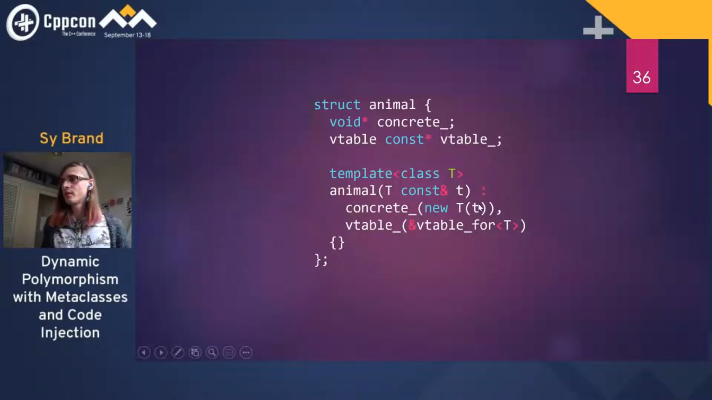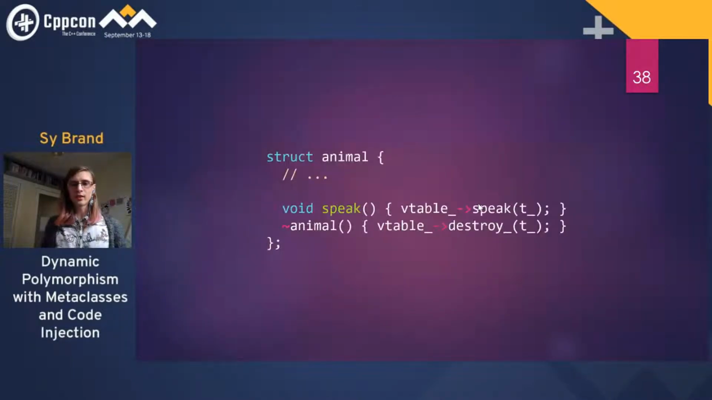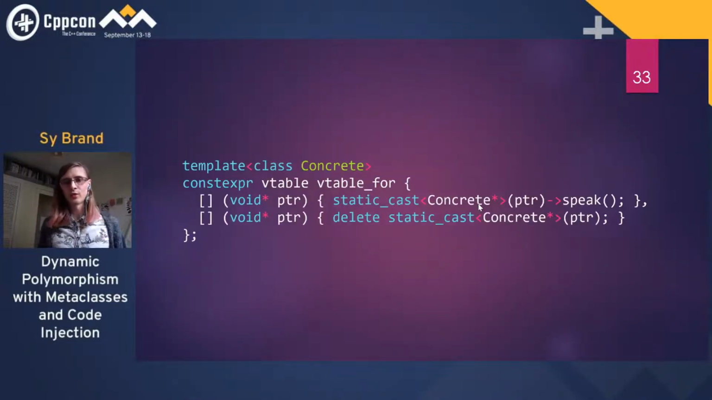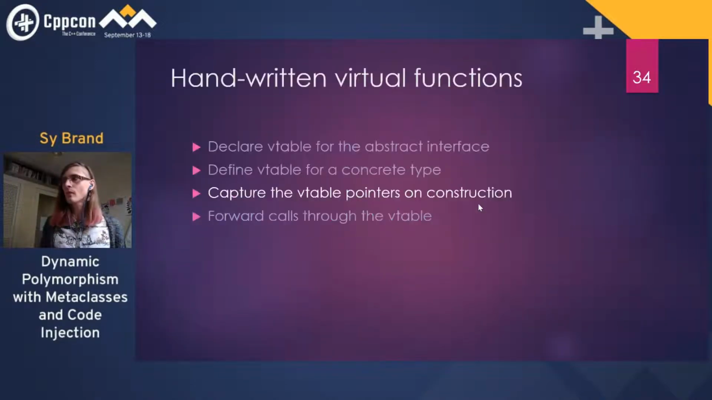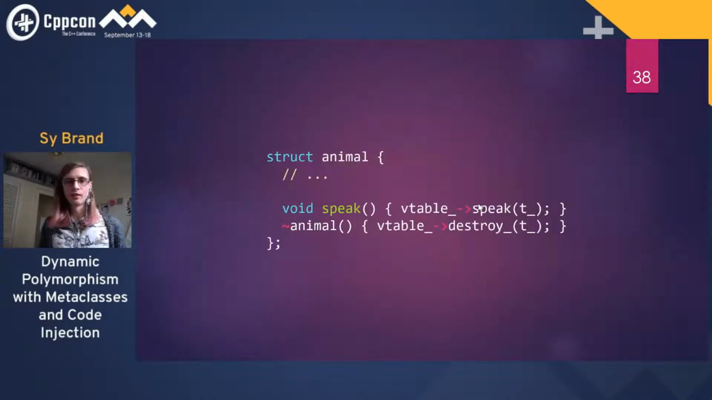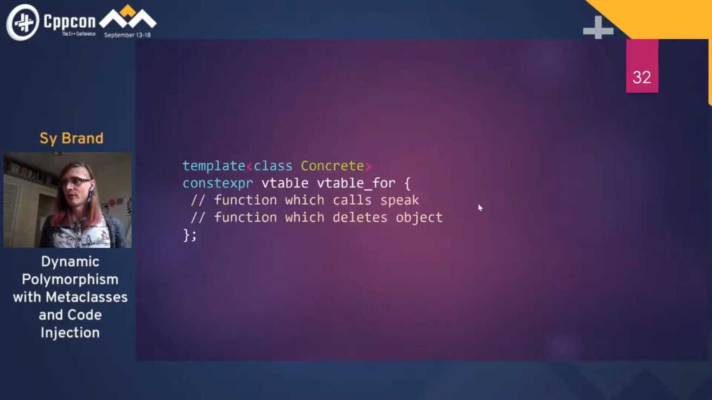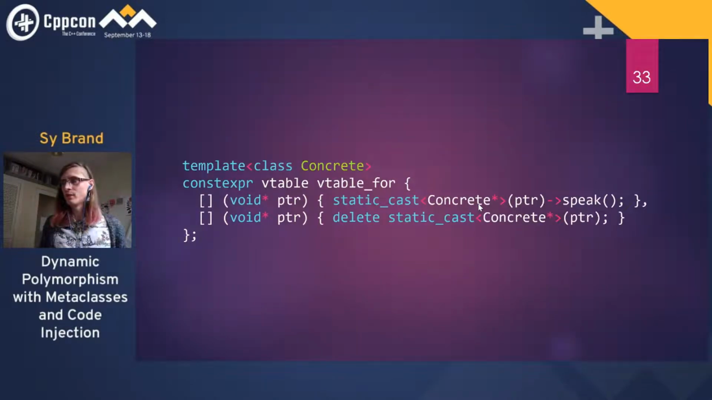Then the other question is, shouldn't the destructor also call delete? So the destructor of animal is not going to call delete. The call to delete is inside the implementation of destroy in the vtable. So this is the destructor for animal, which calls destroy, and the second function pointer here has the call to delete. And did I show the definition of the vtable? The vtable layout is this one. It has two function pointers. And then this is where we fill in the definition of the vtable.